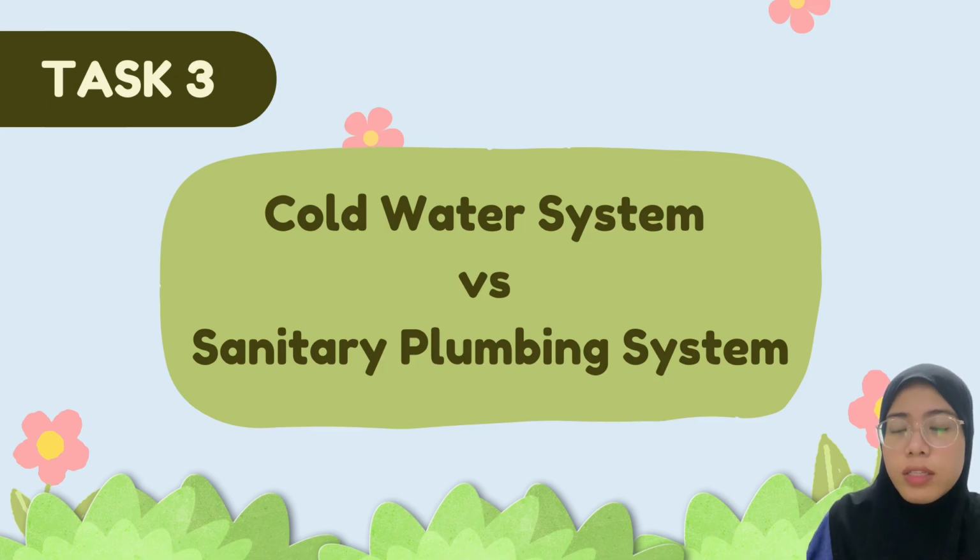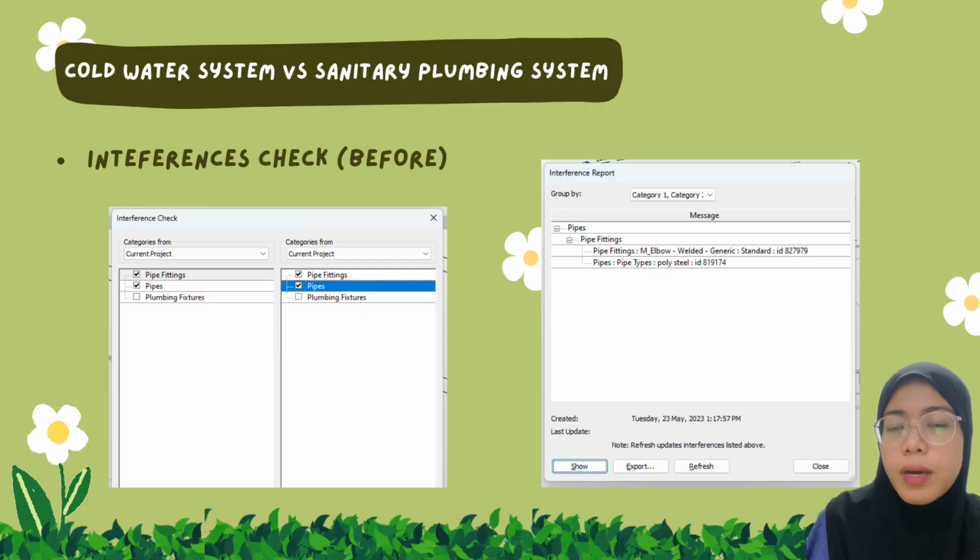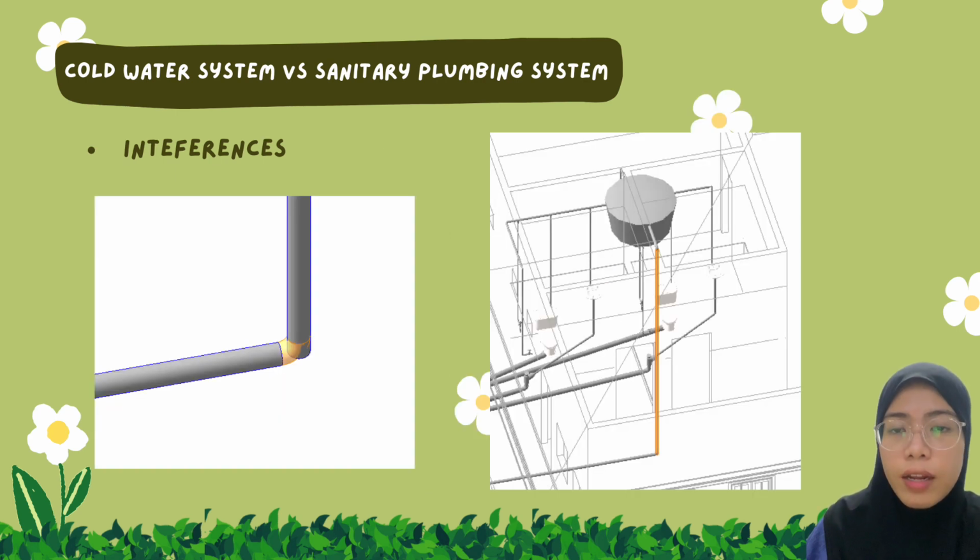Last but not least is task 3, which is design review of cold water system versus sanitary plumbing system. First step is by doing interference check. On Collaborate tab, click Interference Check and then select this category that's shown in the diagram. Then run interference check. Then the interference report will be generated. After that, the clash item will be highlighted as shown in the diagram.